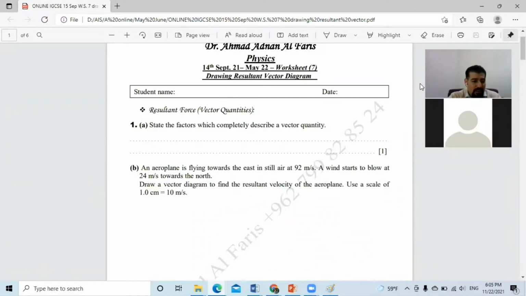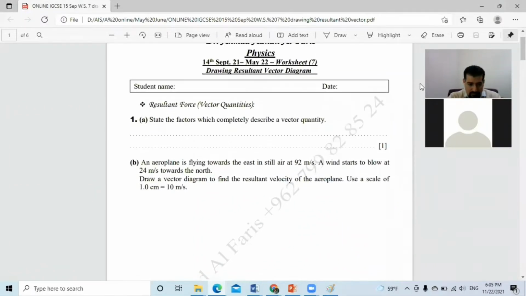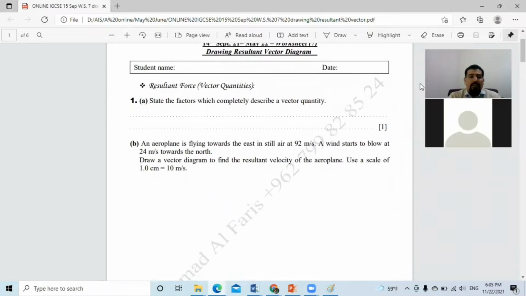By drawing. Okay, تمام. I will send the answers, no problem. Okay, so what they ask: resultant, force, and vector quantities. What's the difference between scalar and vector quantities? Yes, send me the answers.